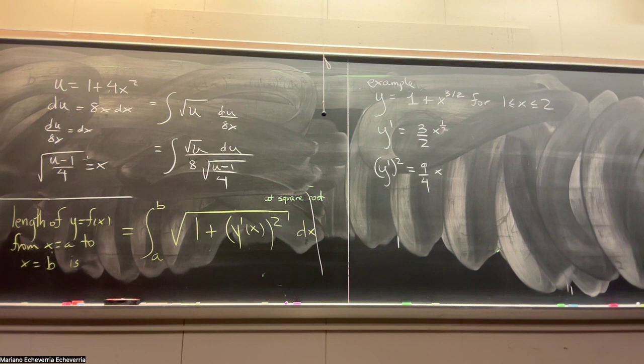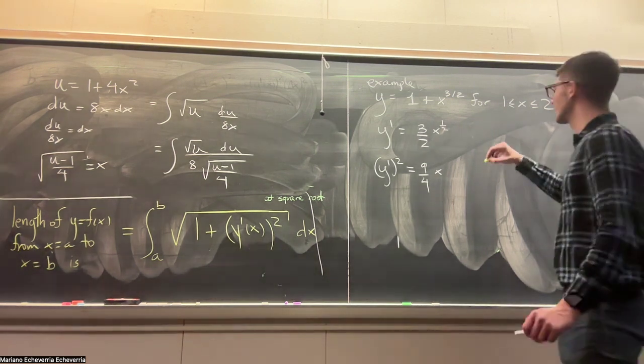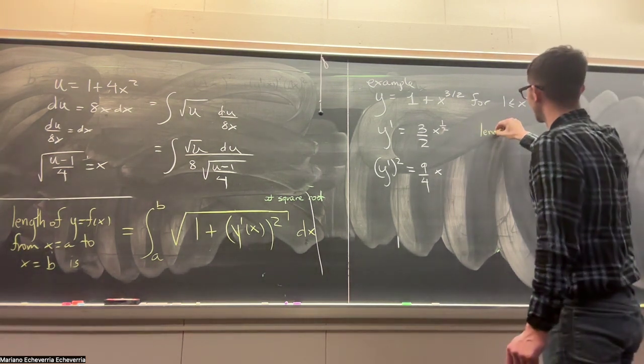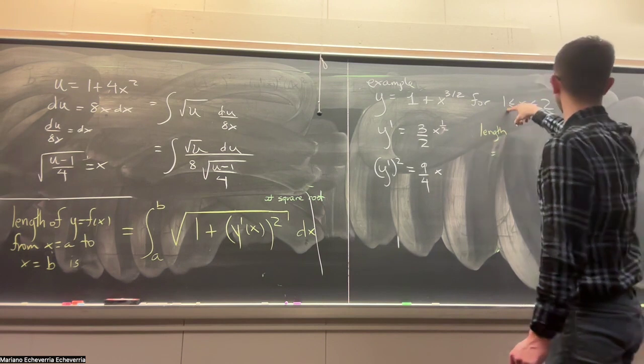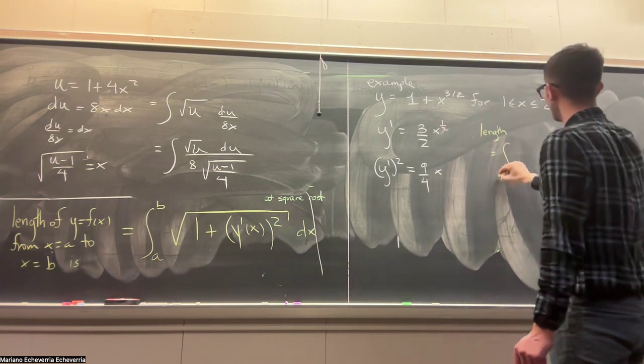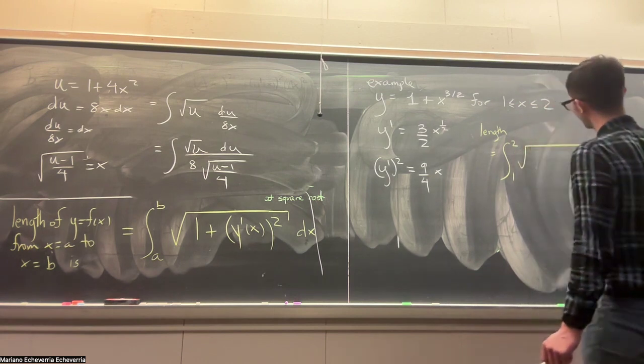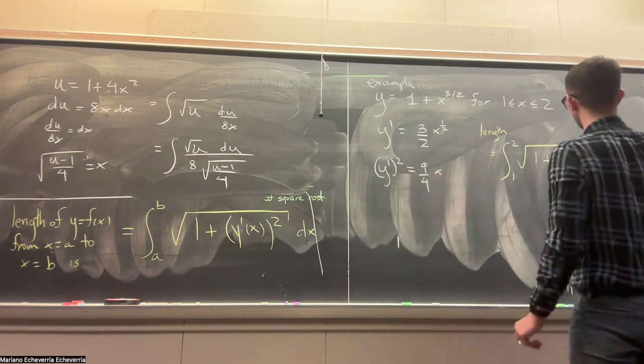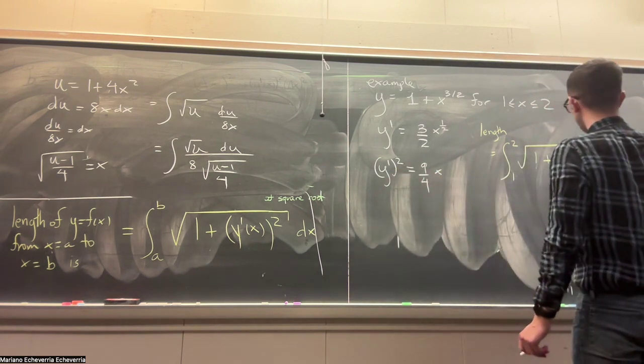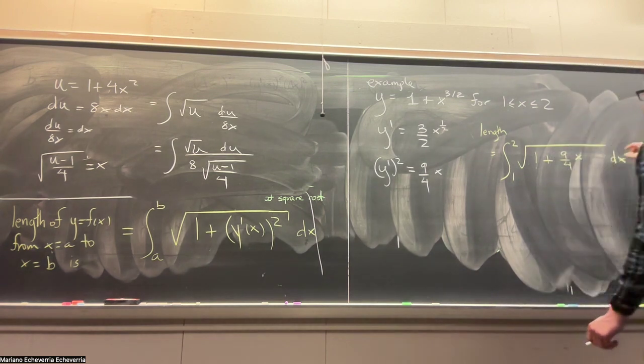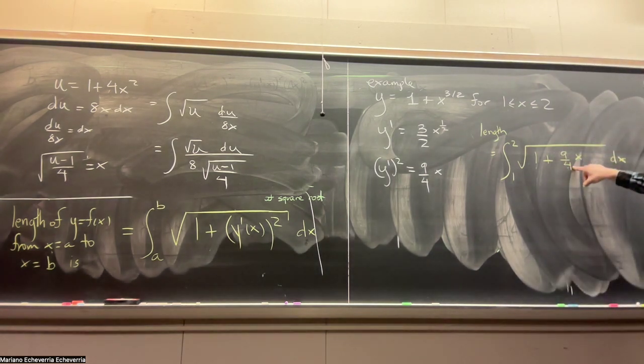And this is easy to integrate because a regular u-substitution does work. So what would be the length? The length, because x is going from 1 to 2, is the integral from 1 to 2 of the root of 1 plus y prime squared, so 1 plus 9/4 times x dx. What makes this easier is that it's linear in x inside the square root. So it's just like a regular change of variables, or a u-substitution that will work.